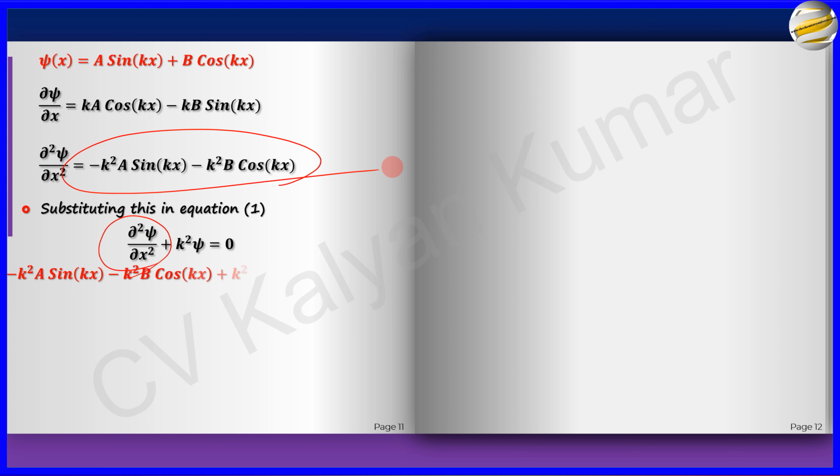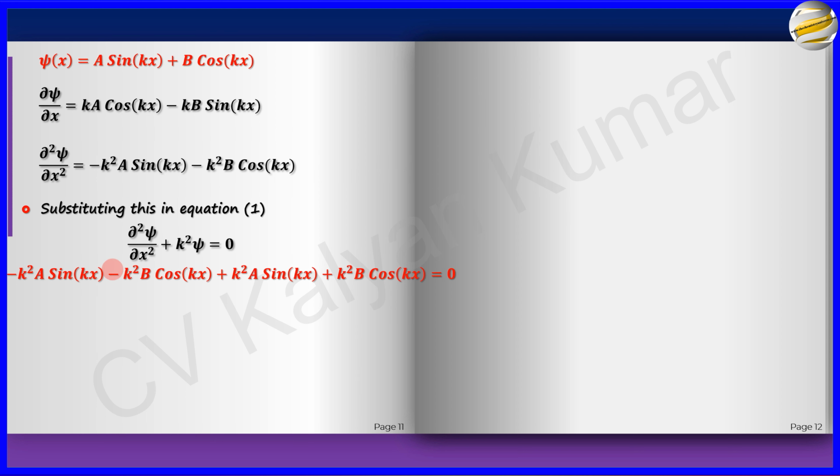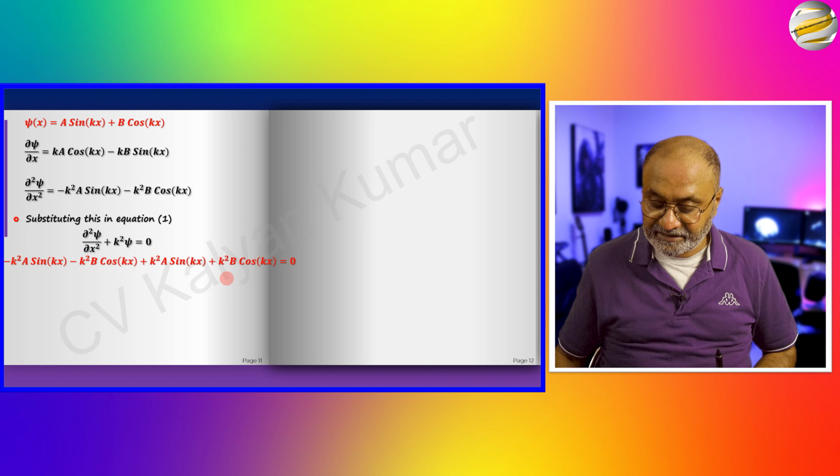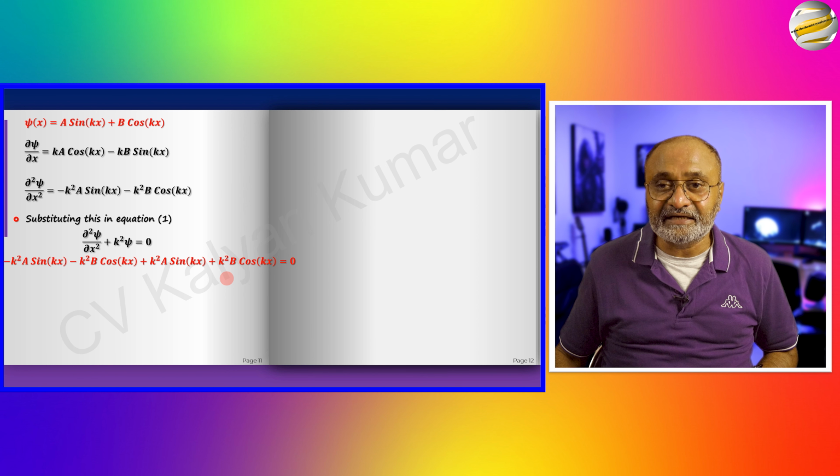So minus k squared a sin kx minus k squared b cos kx plus k squared into psi. Now remember, psi is this. If I multiply by k squared, won't I get this? Can you see they are cancelling? And therefore the left side is equal to 0. So that means this does satisfy the Schrodinger wave equation.